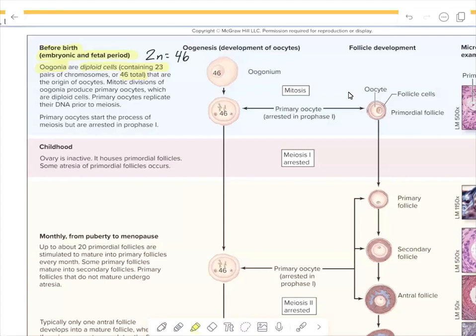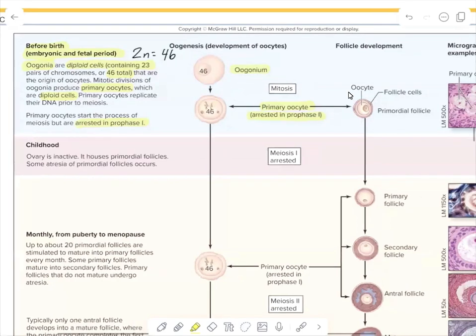There are mitotic divisions of oogonia, which produce primary oocytes. Those primary oocytes are also diploid cells, so they have 46 chromosomes. Those primary oocytes start the process of meiosis, but are arrested in prophase 1. So all of this is going on before birth. Mitosis is just making an exact copy of itself, but meiosis is what we refer to as reduction division because it goes from 46 to 23 chromosomes. So the primary oocyte is going to be arrested in prophase 1, so it sort of pauses there. Prophase 1 is one of the first phases of meiosis 1.